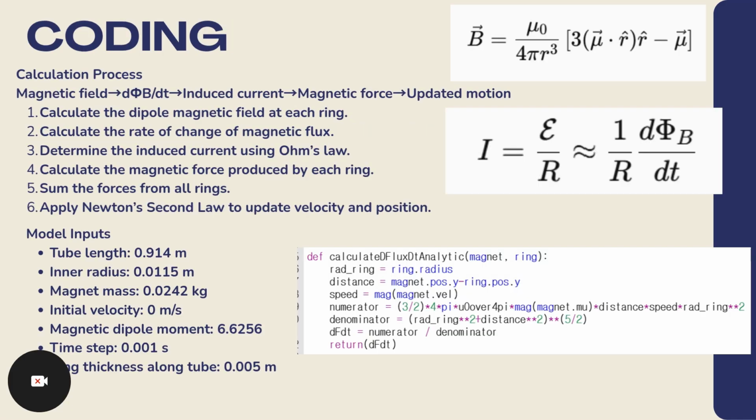To simulate the magnet's motion, we first calculated the magnetic field of the dipole magnet at each ring of the tube. From this, we determined the rate of change of magnetic flux and calculated the induced current using Ohm's law. Next, we computed the magnetic force generated by each ring and summed the forces to obtain the total magnetic braking force. Finally, Newton's second law was used to update the magnet's velocity and position at each time step.